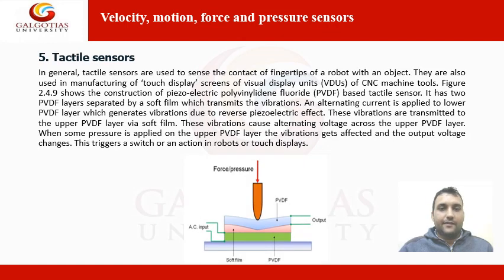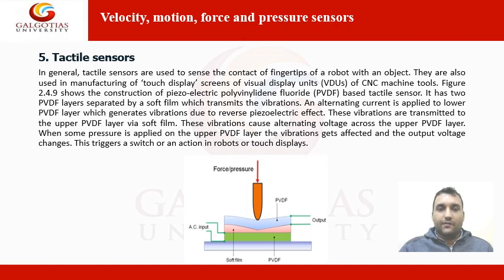The tactile sensors. In general, tactile sensors are used to sense the contact of the fingertips of a robot with the object. These are also used in the manufacturing of touch display screens of the visual display unit, that is VDU, of CNC machine tools. These figures show the construction of a piezoelectric polyvinylidene fluoride (PVDF) based tactile sensor.